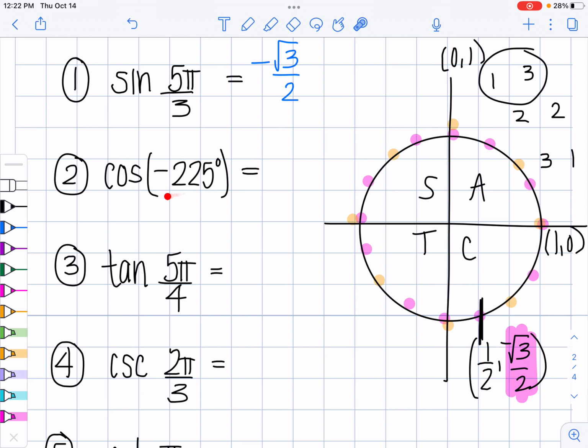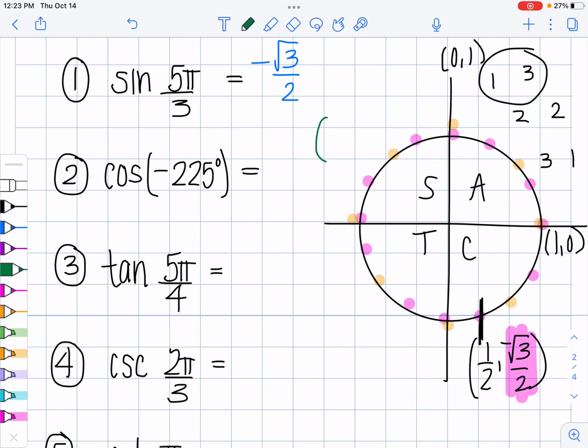But look, it wants negative 225. So if I'm going negative 225, look at where I am. Normally we go around the unit circle 1, 2, 3, 4, 5, but I have to go backwards. Now I'm going in the negative direction. So this is negative pi over 4, negative 2 pi over 4, negative 3 pi over 4, negative 4 pi over 4, negative 5 pi over 4 is right here.